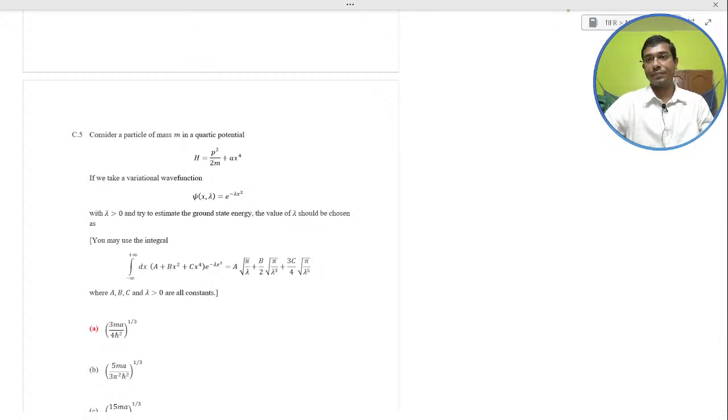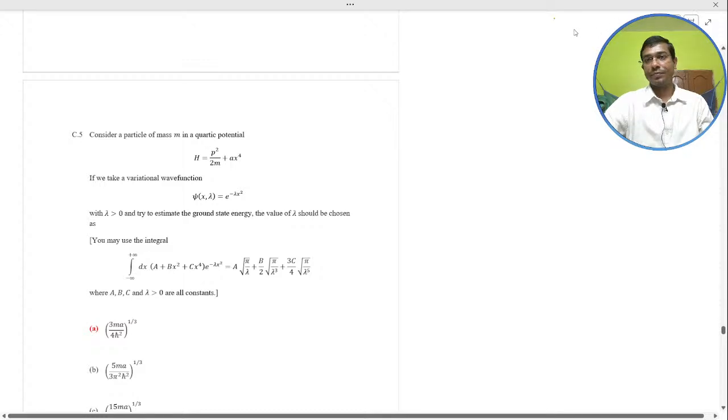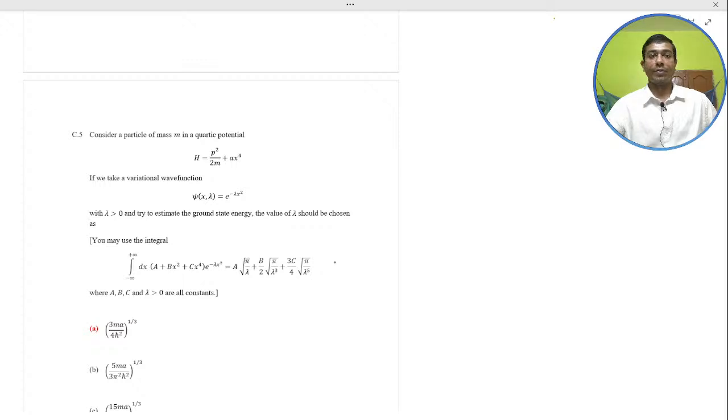Next, consider a particle of mass m in a quadratic potential. Quadratic potential means x to the power 4. If we take a variational wave function exponential minus lambda x square with lambda greater than 0, try to estimate the ground state energy. The value of lambda should be chosen as? So you may use this integral form.